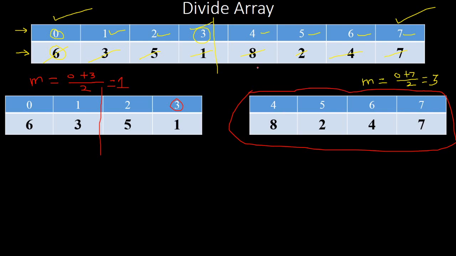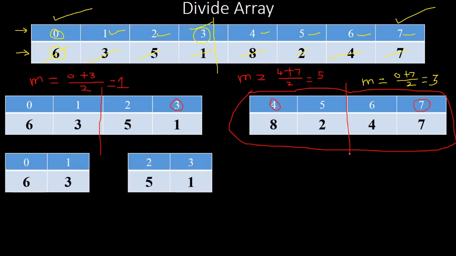For recalculating mid, what will be the value of low here? The value of low will be 4, because this is the lowest index and the highest index is 7. So 4 plus 7 is 11. 11 divided by 2 in round figure is 5. So indexes 4, 5 will be one array and indexes 6 and 7 will be another array. In this way we again divide this array into two parts, and we have got arrays with two elements.